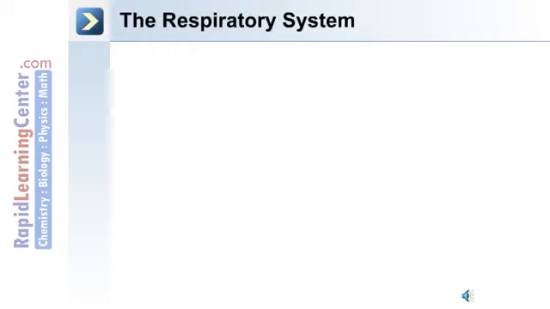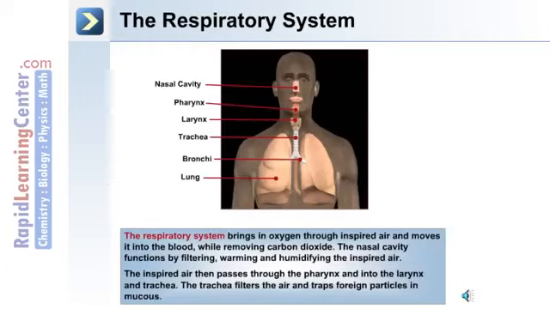Now let's look at the respiratory system. Using the diagram, the respiratory system includes the following: the nasal cavity, as well as the pharynx, the larynx and trachea, the bronchi, which lead to the lungs. The respiratory system functions by bringing in oxygen through inspired air, which moves into the blood to circulate to the tissues. The respiratory system also functions by removing carbon dioxide.